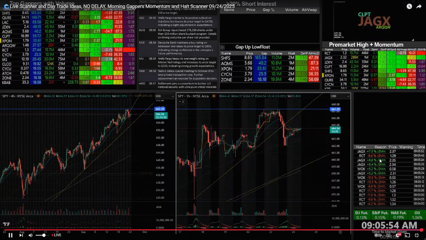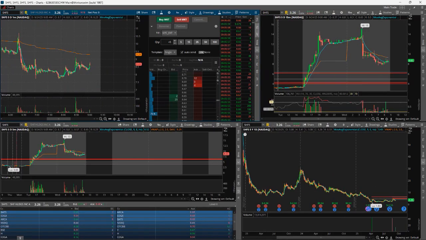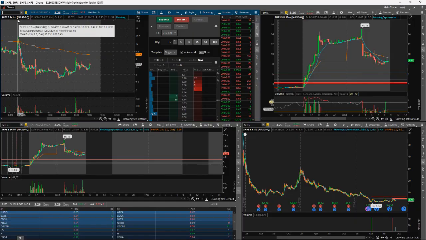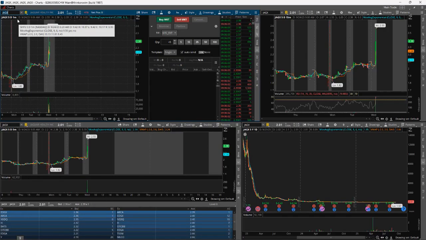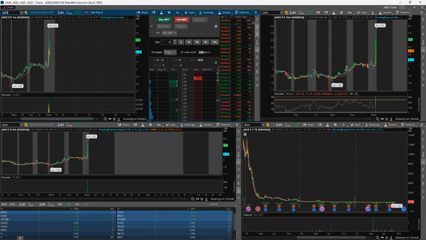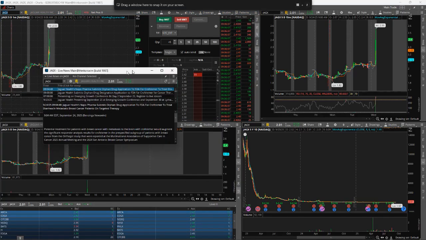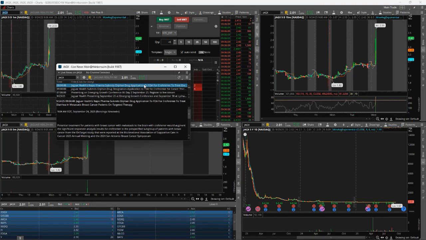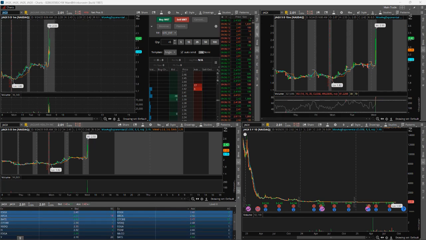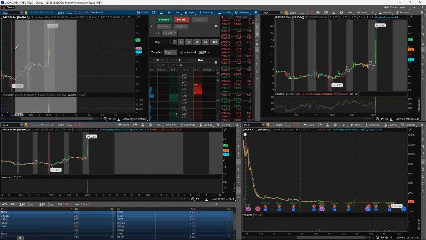Let's check this JAGX. You can hear the scanner calling it out. So we'll lock it in. We'll see if we have a news catalyst. Okay, we know that biotechs are moving a little bit. This seems to be the only thing moving.